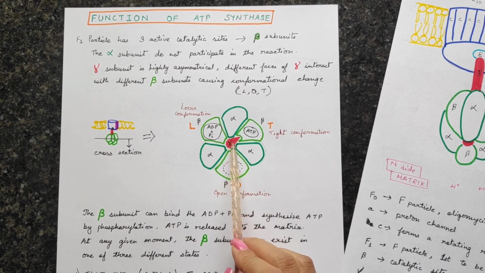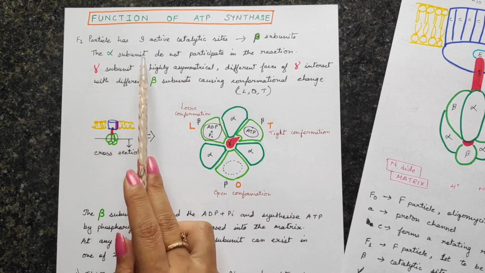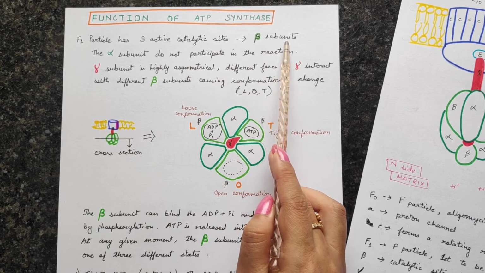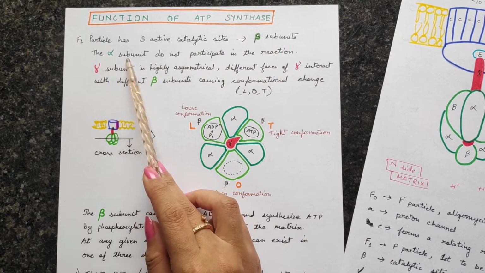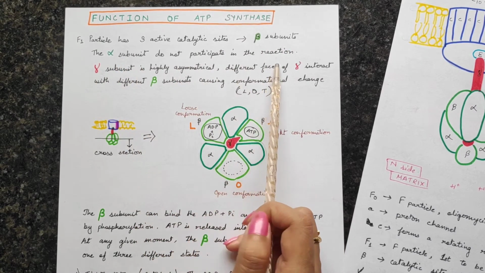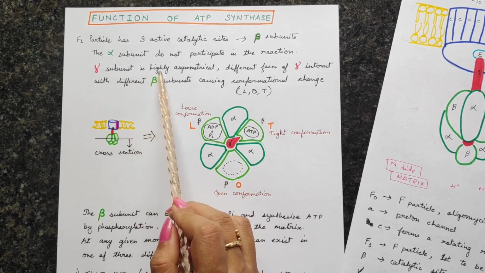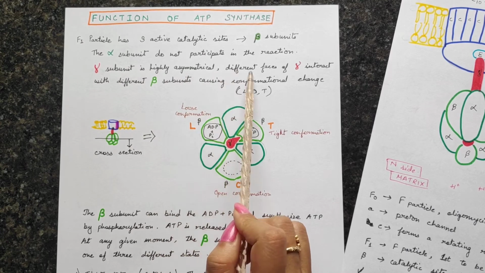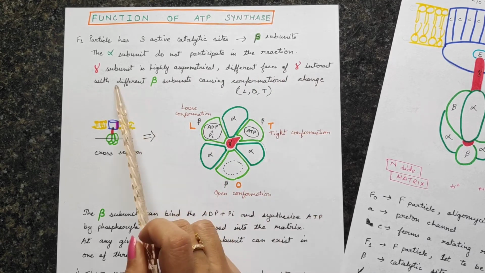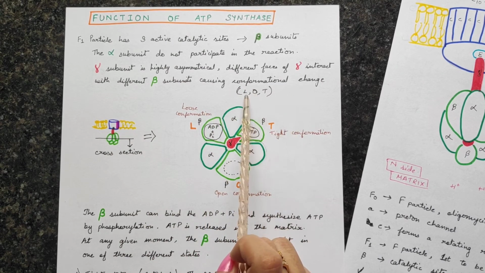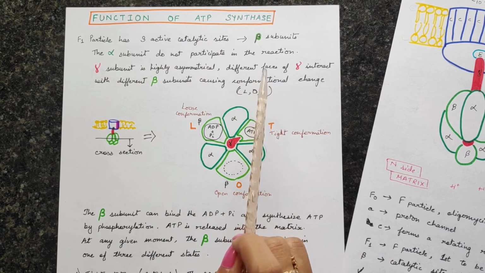Here you can see that the F1 has 3 active catalytic sites, that is the beta subunits, and the alpha subunits do not participate in this reaction. So I have just written alpha out here. And the gamma subunit is highly asymmetrical. Different phases of gamma interact with different beta subunits, causing conformational changes L, O and T. Now I will explain this.